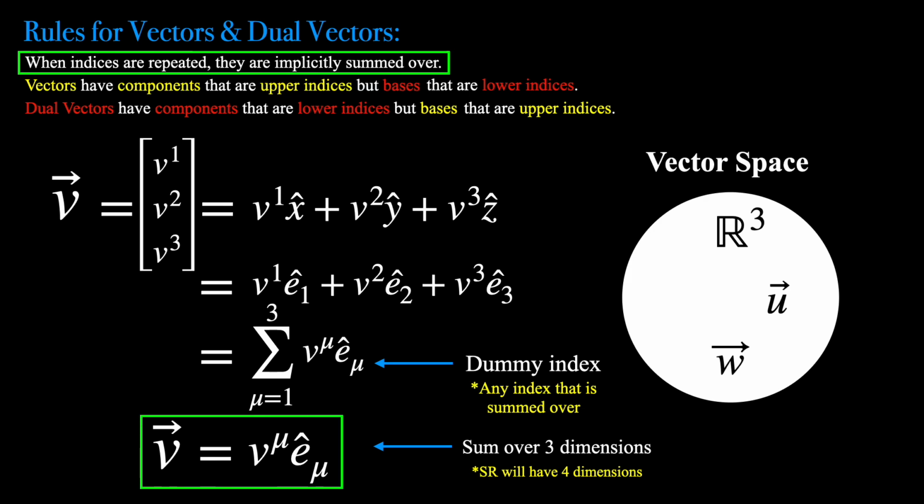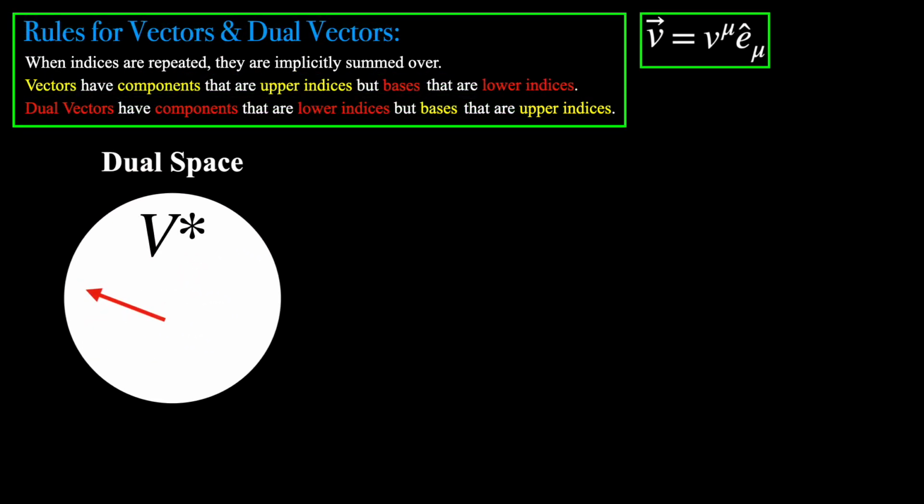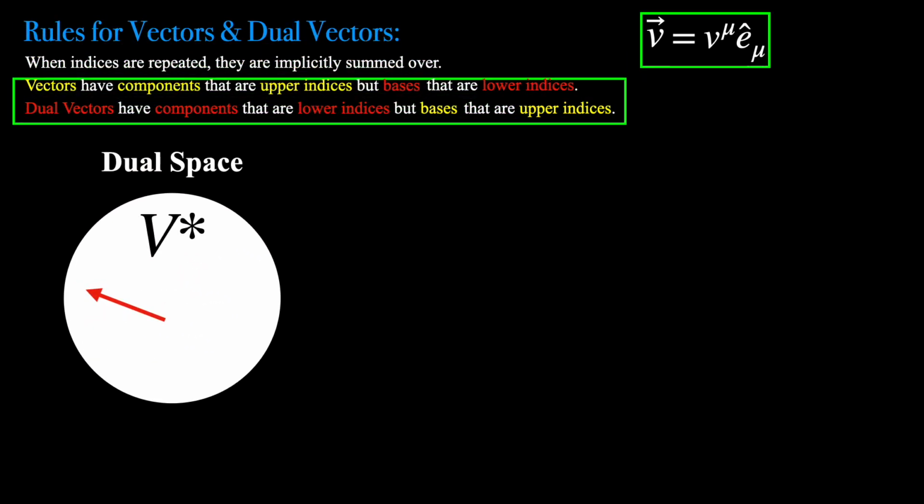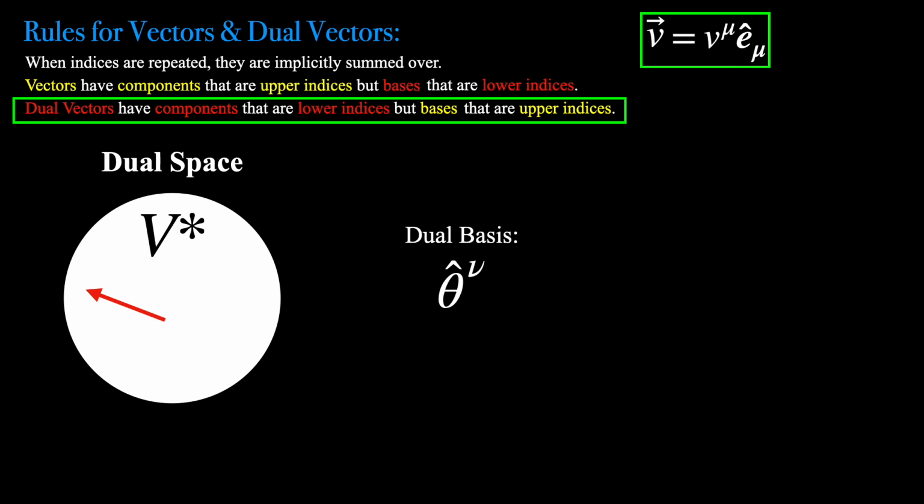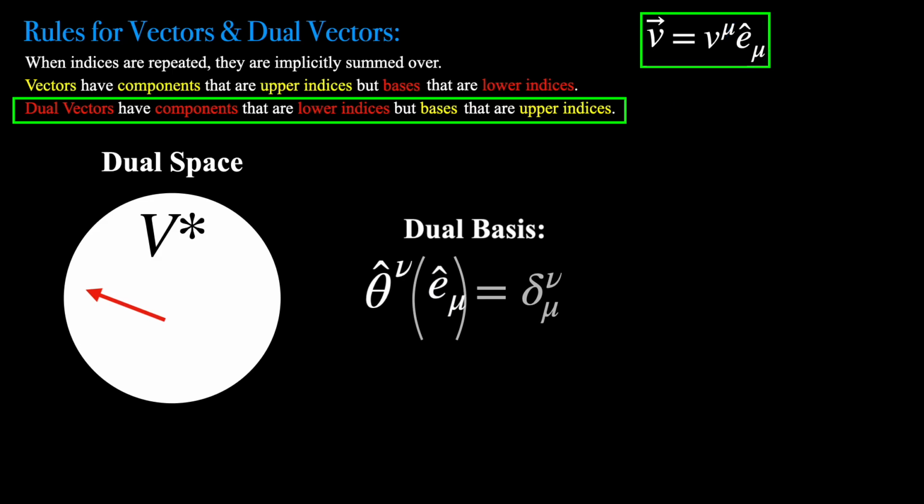Okay, so that's how a vector can be expressed. What about a dual vector? In order to express a dual vector, the first thing we'll need to do is to define a basis. And the way that the basis is defined is as follows. We'll use the third rule, and we will require that a basis dual vector acts on a basis vector in a way that satisfies this equation, where delta mu nu on the right is the Kronecker delta symbol.